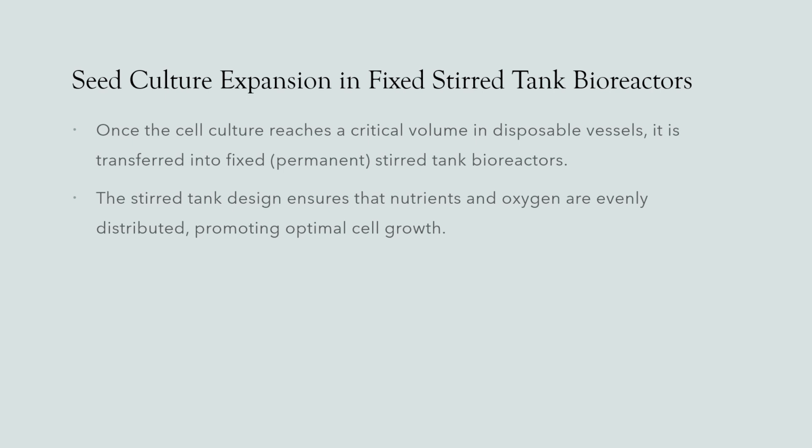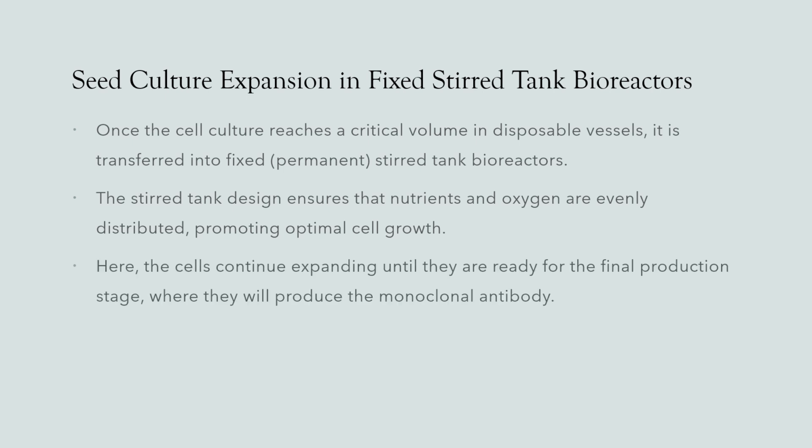In simple terms, you start off with a tiny batch in a small disposable vessel, you then expand your cells, and get a large enough concentration of viable cells that you can move it to a larger stirred tank bioreactor once you've grown enough. And then you keep on expanding until you have enough for your full-scale production.